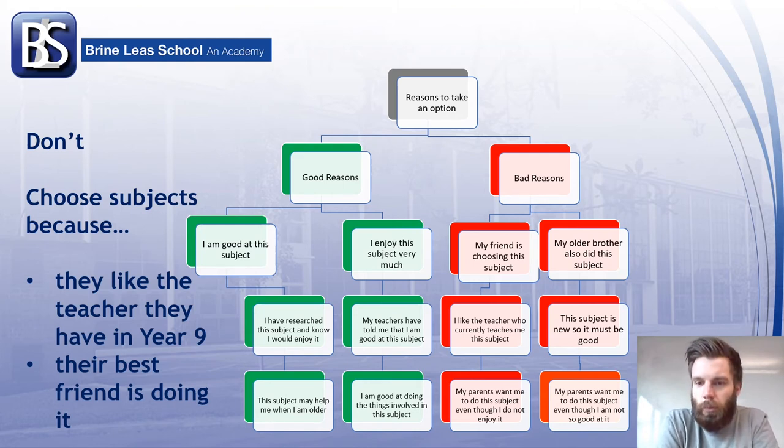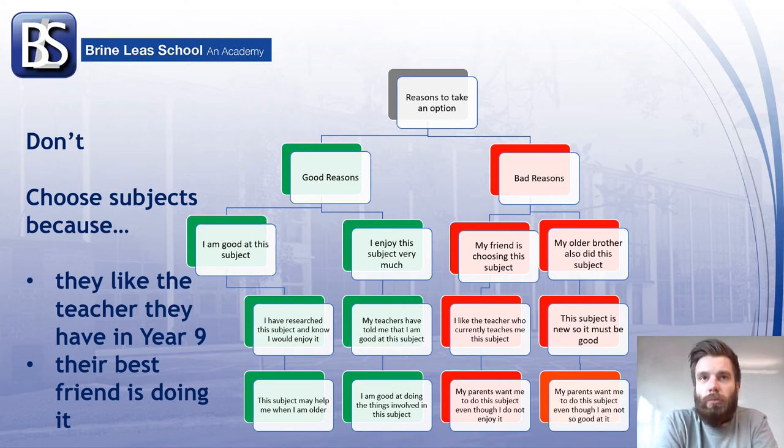Similar with an older brother or sister, if they have chosen a subject, don't feel like you have to do it as well. Make sure you don't make a decision based on the teacher as well. It can be an easy trap to fall into if you have a really good working relationship with a teacher. You can't guarantee that you will have that teacher for the subject. So it's really important not to get that idea in your head about a subject and the teacher being intrinsically linked. Another reason is the subject is new.